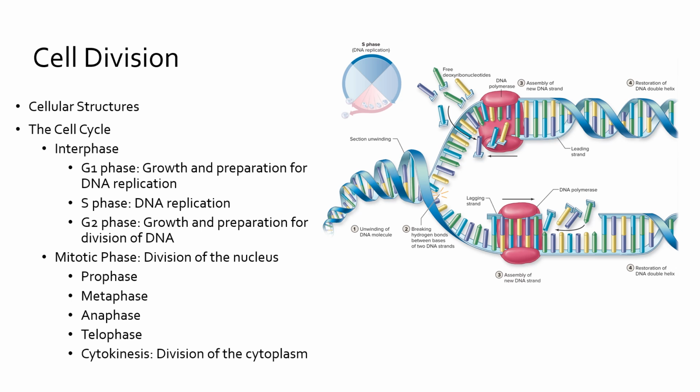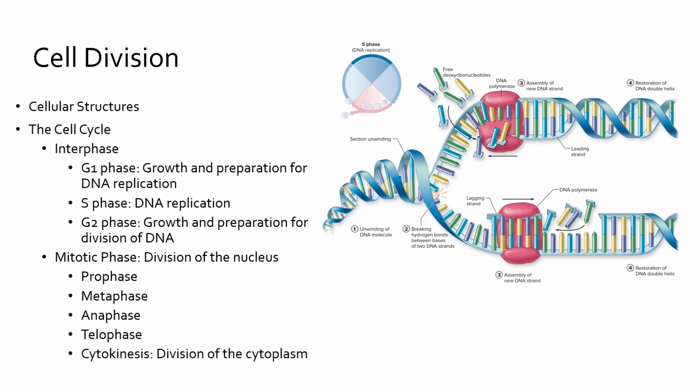Interphase is broken down into G1 phase or Gap 1. The cell grows in size. It performs normal metabolic activities. It synthesizes proteins necessary for DNA replication, and the duration varies depending on the cell type.